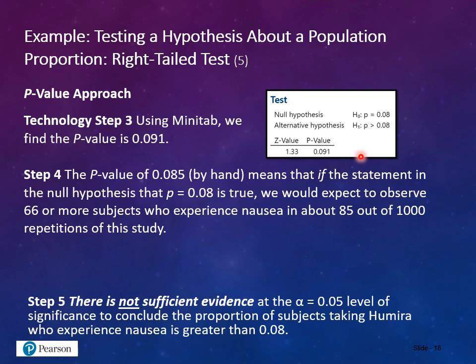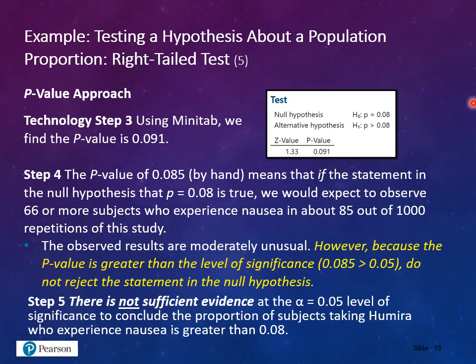The p-value of 0.853 means that if the statement in the null hypothesis, p equals 0.08, is true, we would expect to observe 66 or more subjects who experience nausea in about 85 out of 100, or 1,000, excuse me, repetitions of this study. The observed results are moderately unusual.